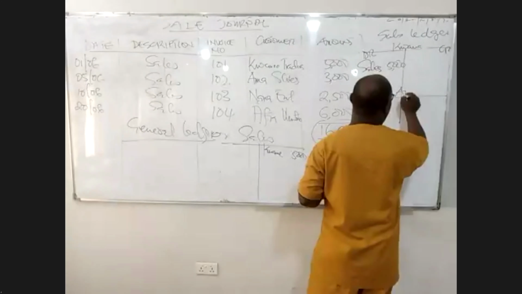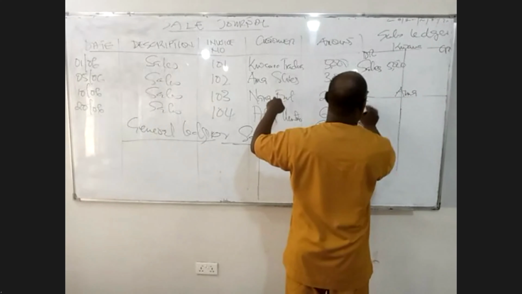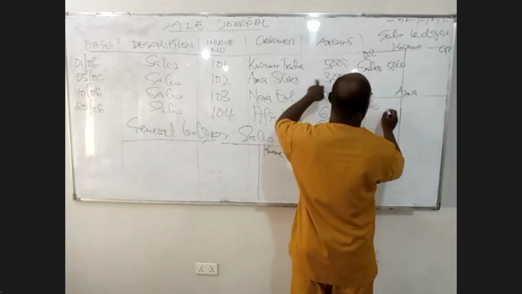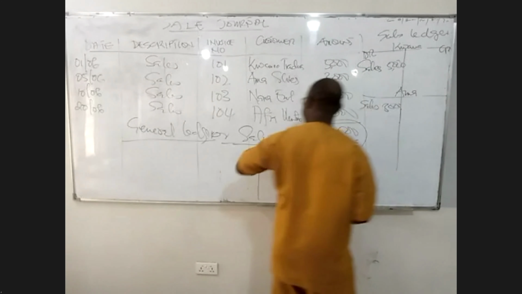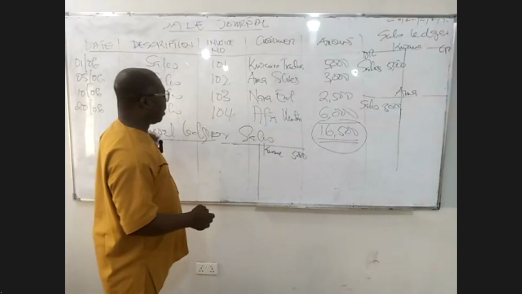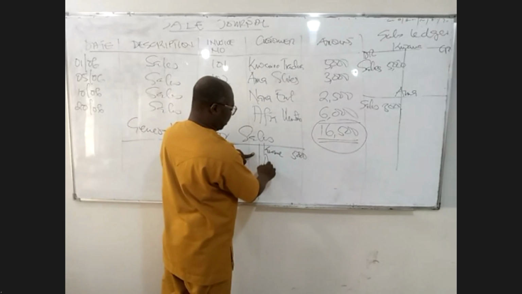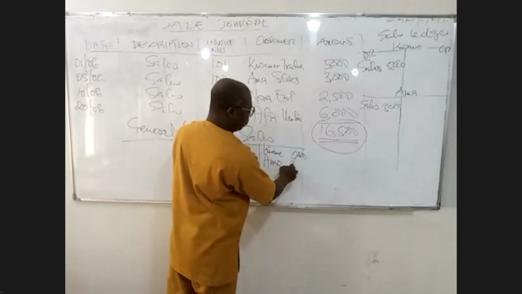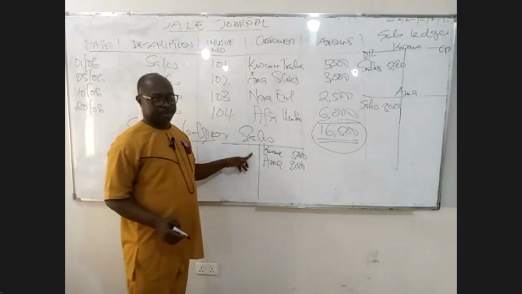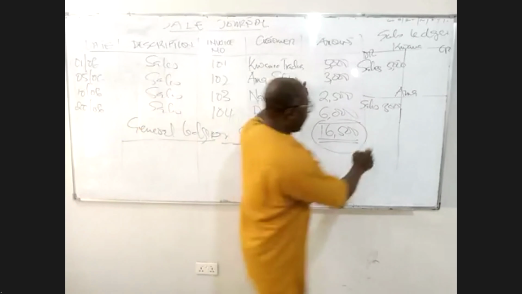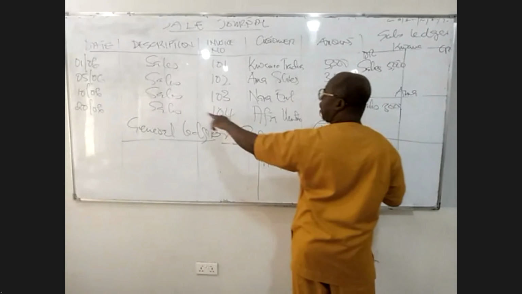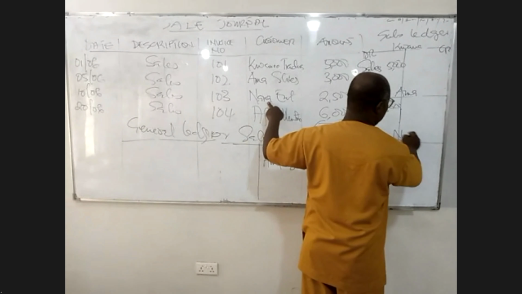So the next one, if we open Ama's account, and we debit Ama with sales of how much? 3,000. Again, we come to the general ledger, and then we credit what? The sales account. Ama here with what? 3,000. So it goes on and on and on like that. The next one is what? Nana.